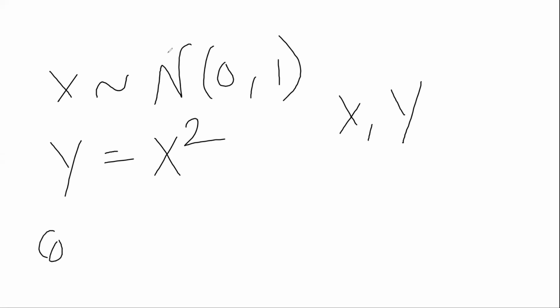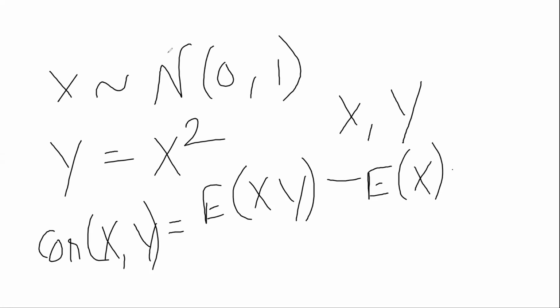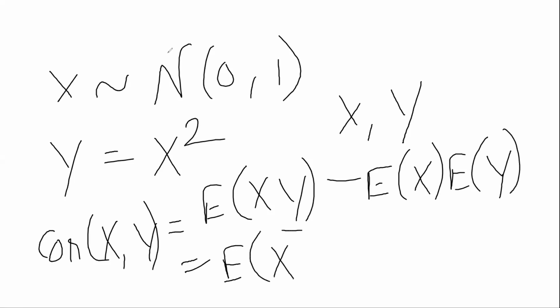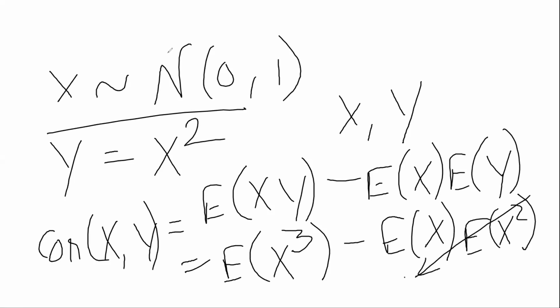But correlation between x and y would just give you expectation of xy minus expectation of x times expectation of y. Since y is x square, this will give you expectation of x cube minus expectation of x times expectation of x square. So first, we know expectation of x is 0 because it's standard normal, so this term is 0.